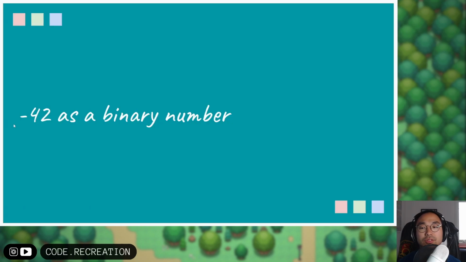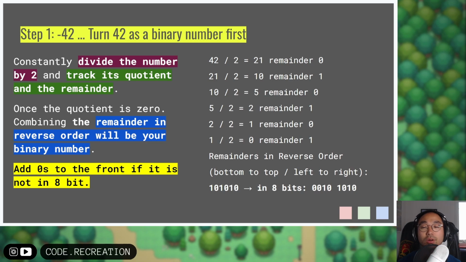For this exercise, we're going to be looking at negative 42 as a binary number. So our step 1 is to just treat it like a positive number and generate the binary number. What we do is divide the number by 2, track its quotient and the remainder, and we stop when the quotient is 0. Then to make it into an 8-bit binary number, we just add zeros to the front if it doesn't have 8 bits.